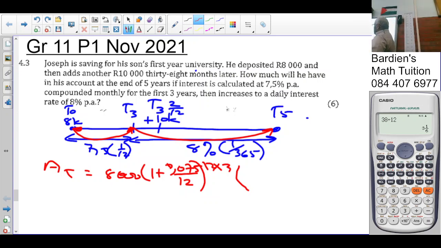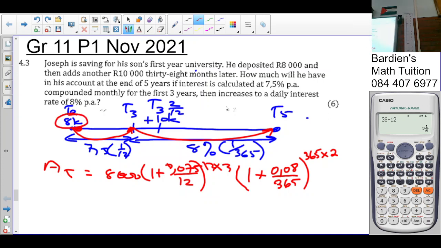Okay, it looks like the timeline is not drawn to scale. Of course it's not. So this 3 looks much smaller than 2, no? But don't worry about that. It's just to give us a graphical representation of what's happening here. So what's your interest rate now? 0.08 compounded daily, so it's 365. So the 365 for how many years? 2 years. So that is how we have considered that 8,000 rand.